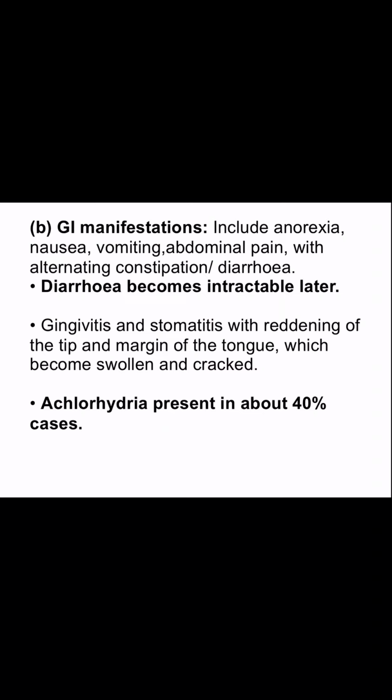Then diarrhea, GIT manifestation. It includes anorexia, the person doesn't feel like eating, loss of appetite, nausea, vomiting, abdominal pain with alternating constipation and diarrhea. Initially there is constipation, then diarrhea, constipation, then diarrhea, and then diarrhea becomes intractable. Then there is continuous diarrhea. Then there is gingivitis, that is infection of gums, and stomatitis, that is infection of the tongue with reddening of the tip and margin of the tongue, which becomes swollen and cracked. Okay, so these are the manifestations that are occurring in the mouth.